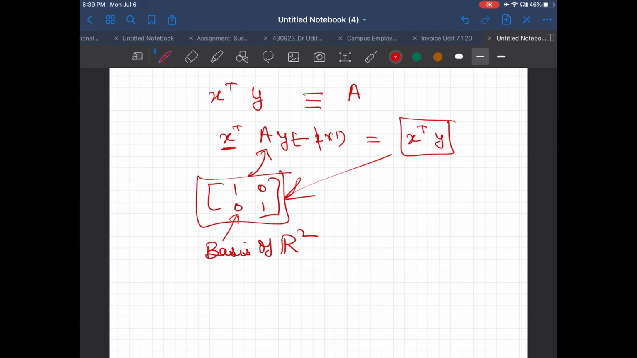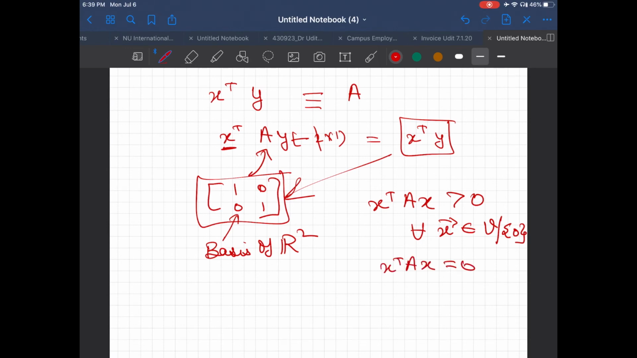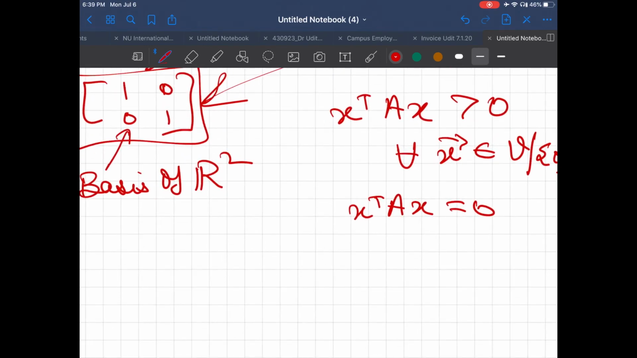We are taking two vectors and introducing a symmetric positive definite matrix. And when we say symmetric positive definite matrix, that would mean that x transpose A x is always greater than 0 for all x belonging to some vector space, but that x cannot be equal to 0, because if x becomes equal to 0, then x transpose A x is equal to 0.